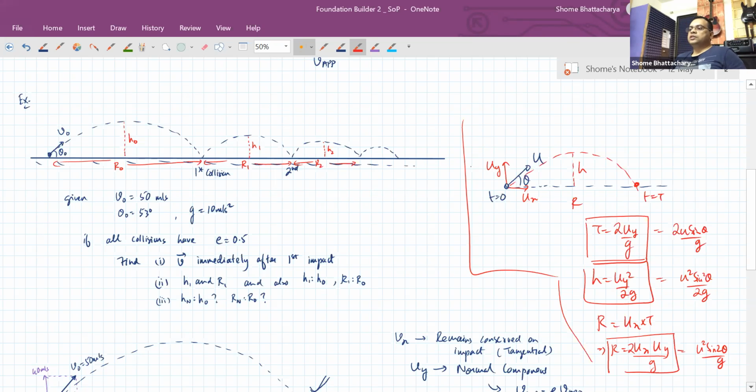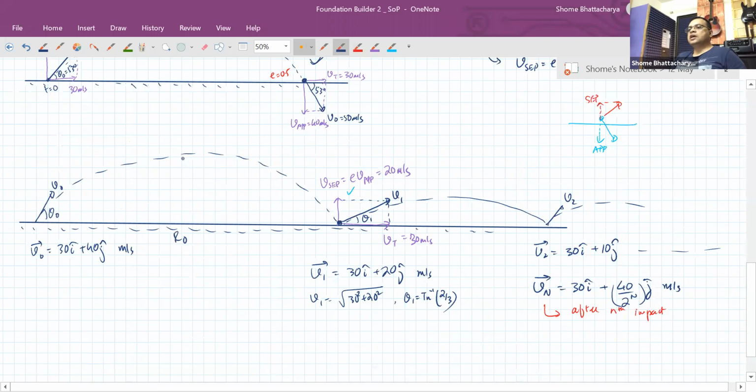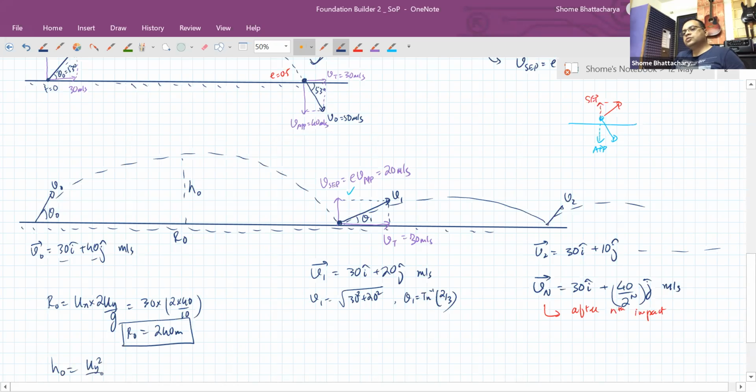Okay. So if you do it this way, then you can see over here that when we apply this concept, this first range is R naught, let's say, and this is H naught. So this was 30 and this was 40. Now R naught will be ux into 2uy by g. So that is 30 into 2 times 40 by 10, or this is 8, so 240 meters. And this h naught will be uy square by 2g. So that is 40 square by 2 into 10, so that will be 80 meters. This is my h naught.